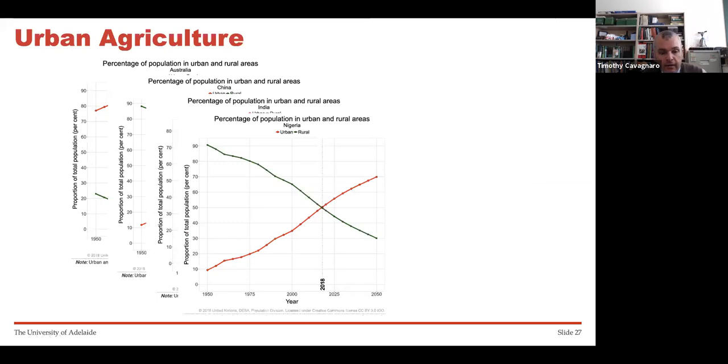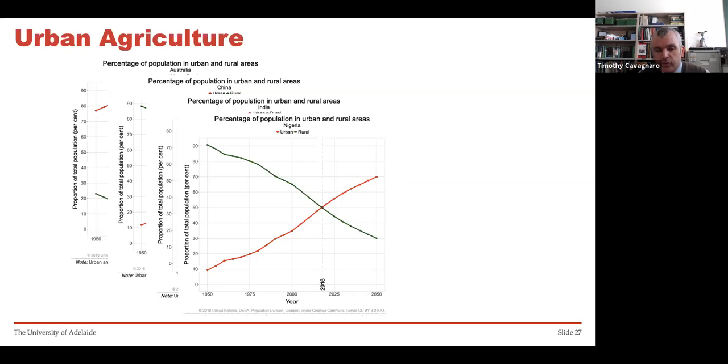If we look at Africa, so here we're looking at Nigeria, and Africa is where we're seeing a huge shift of people from rural to urban areas. That tipping point was in about 2018, where people have shifted to the cities, and that's a very common story for much of Africa.